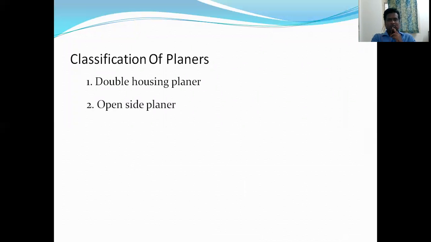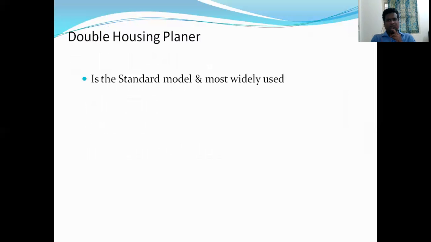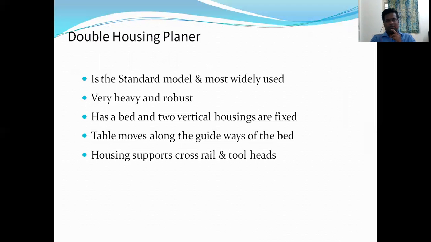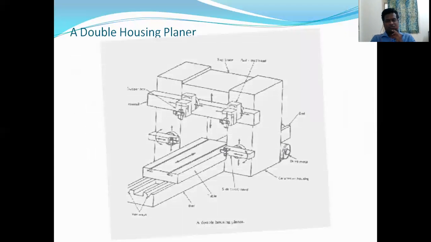Classification of planers: 1. Double housing planer. 2. Open side planer. 3. Pit type planer. 4. Edge planer or plate planer. 5. Divided planer. Okay. So the double housing planer is the standard model and most widely used, and it is very heavy and robust. It has a bed and two vertical housings fixed. The table moves along the guideways of the bed. The housings support the cross rail and tool heads. The cross rail carries tool heads. The tool head carries tools.